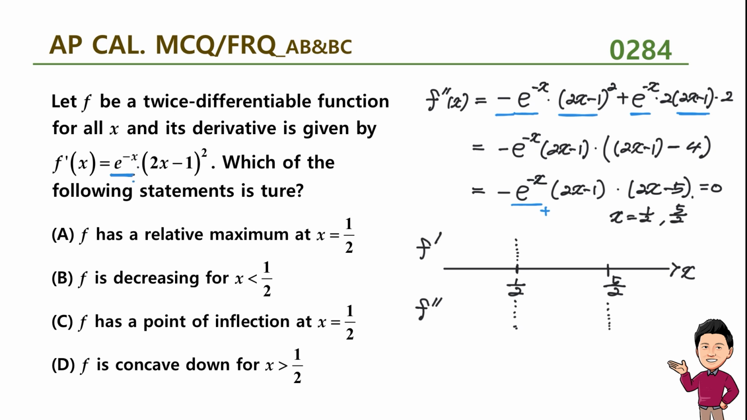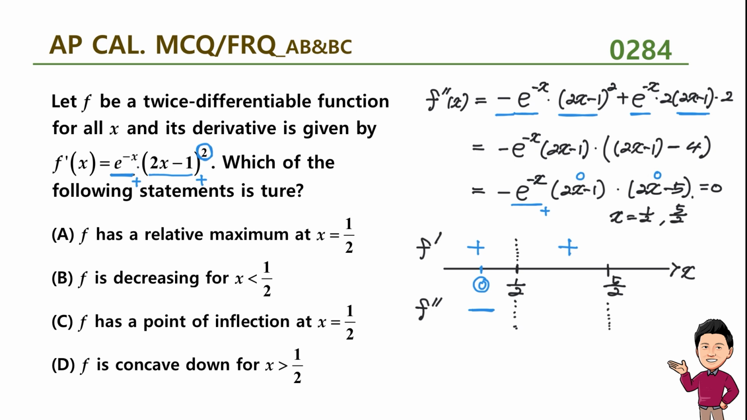Here, the exponential is always positive, right? And this is (2x minus 1) squared. If we have a square, this is always positive, except for x equal to 1/2, of course. Does that make sense? So f prime is always positive here, right? Now let's look at the second derivative. This is always positive. I'm going to substitute 0 for x. Then we have a negative here, negative 1, negative 5. Three negatives are multiplied together, right? So here we have a negative.